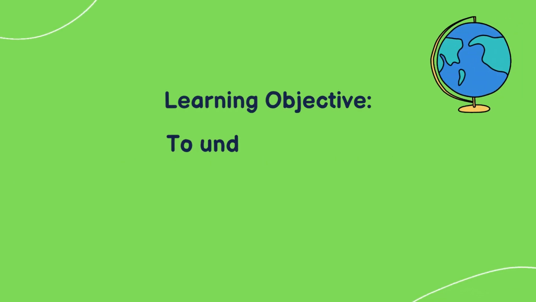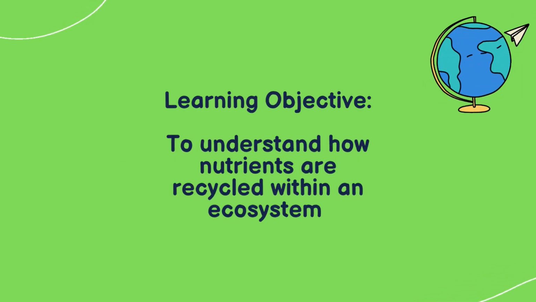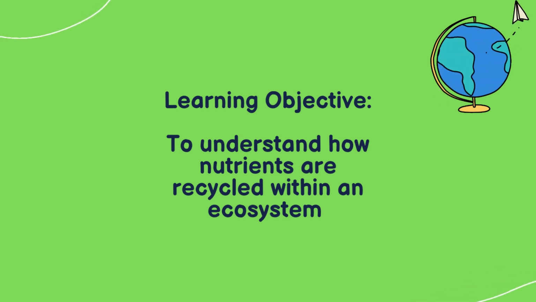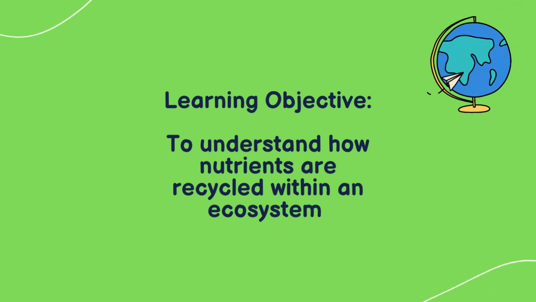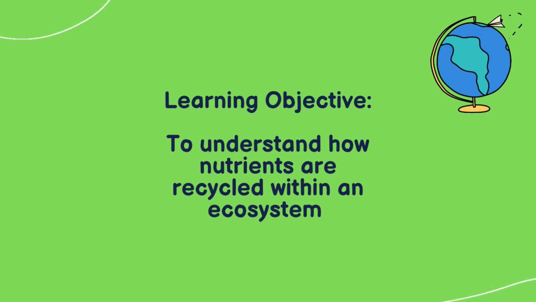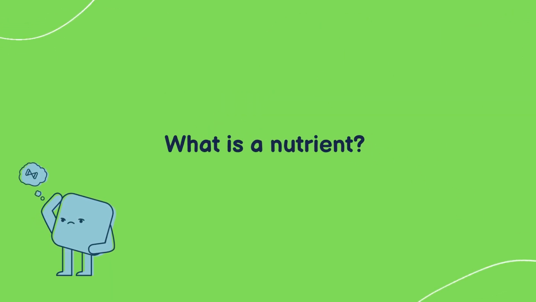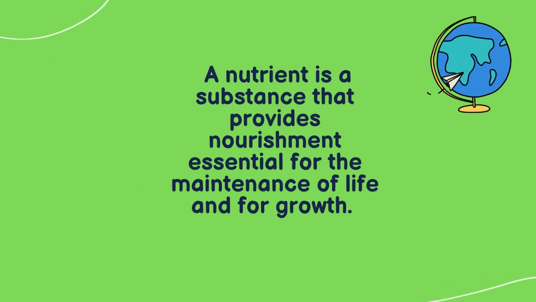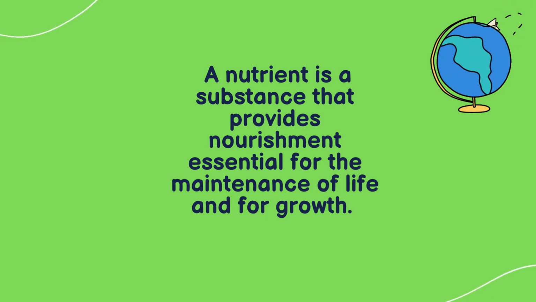Today's lesson is all about nutrient cycles. And the learning objective is to understand how nutrients are recycled within an ecosystem. So, let's get started. Firstly, what is a nutrient? A nutrient is defined as a substance that provides nourishment essential for the maintenance of life and for growth.